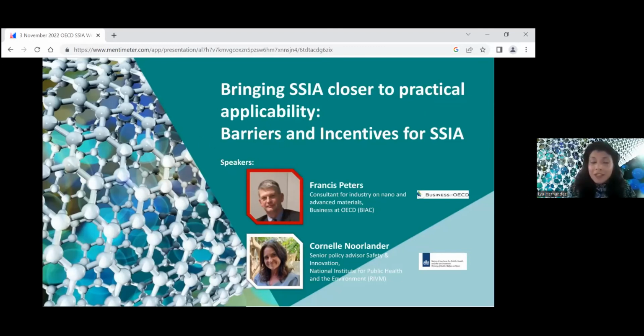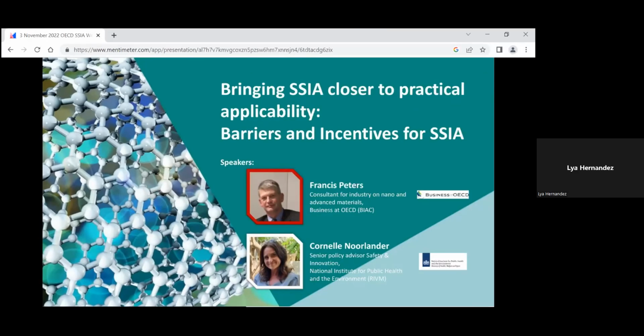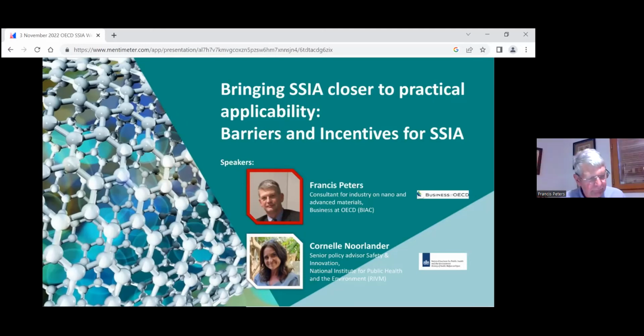But now I want to give the floor to Francis Peters from BIAC, and he's going to talk to us about bringing SSbD closer to practical applicability. He's going to focus on the barriers and incentives for SSbD, in collaborative work with my colleague, Cornelia Norlander from the RIVM. So Francis, I give you the floor. Thank you. Hello, everybody. So we will, in this part, if you could go to the next slide, please.